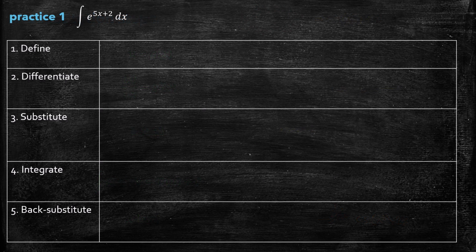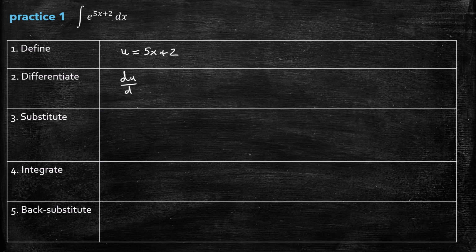So for our first practice problem, we have to define u to be the inner function. Sometimes with e to the something or any exponential situation, people are unclear what the inner function is. Well, always think of it as whatever is done to x first. So if I plugged in a value of x, the first thing I'd have to do is multiply it by 5 and add 2. So that's the inside function. And whatever answer I got there, then I would do e raised to that power. So the inside function is basically the exponent.